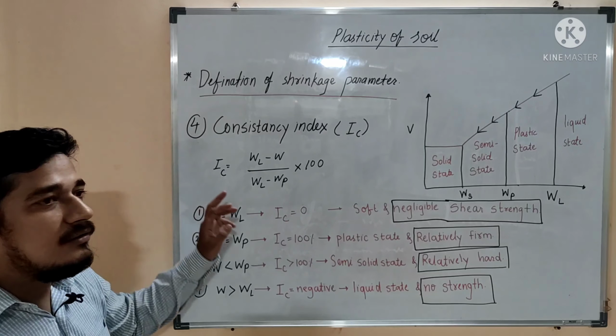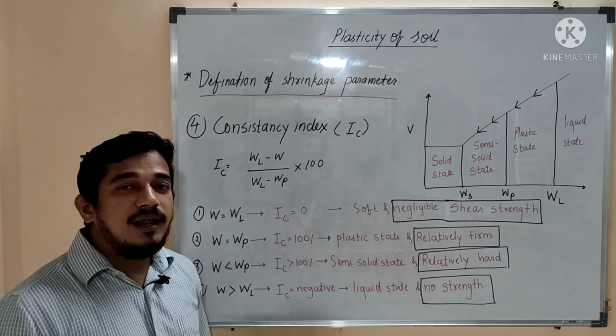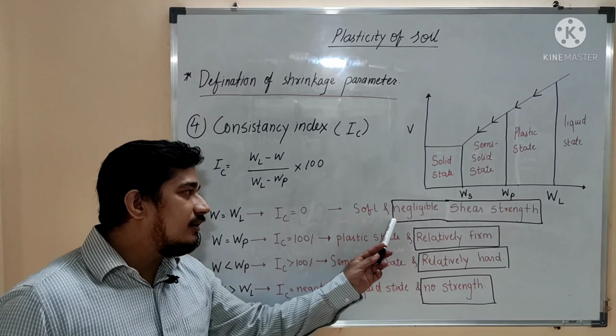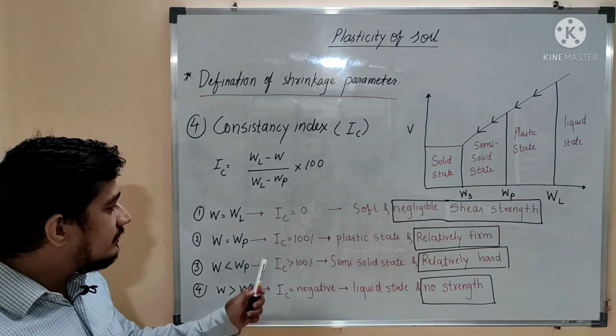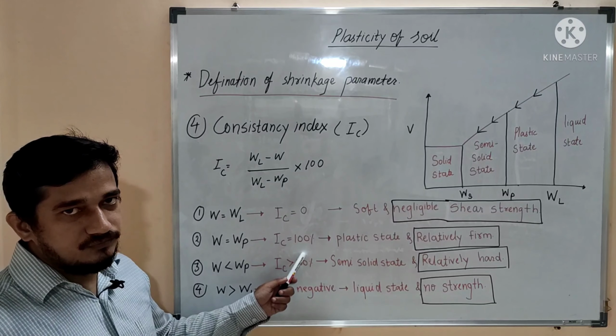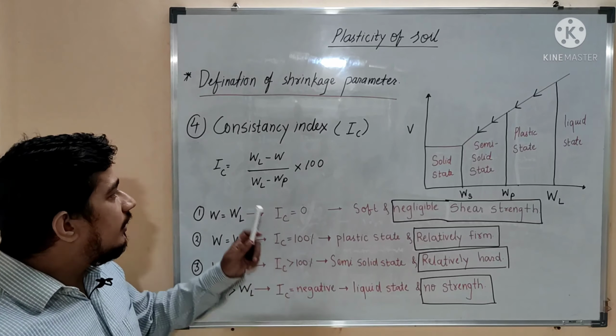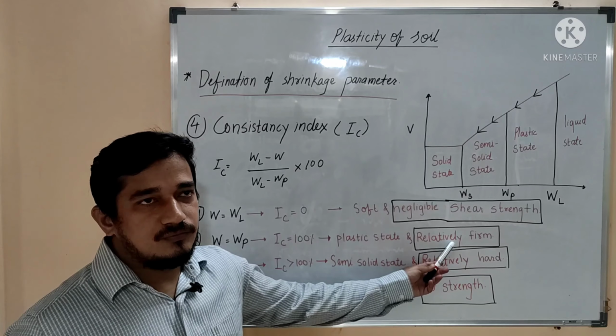So that's why the soil is at a liquid limit and it is having negligible shear strength. So when we consider IC as 100%, it means that this natural water content is at a plastic limit. So when the soil is in a plastic limit, it is relatively firm.